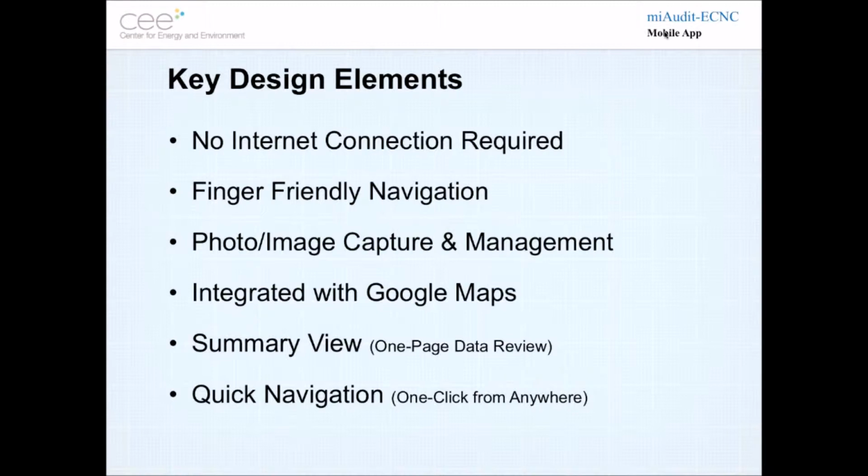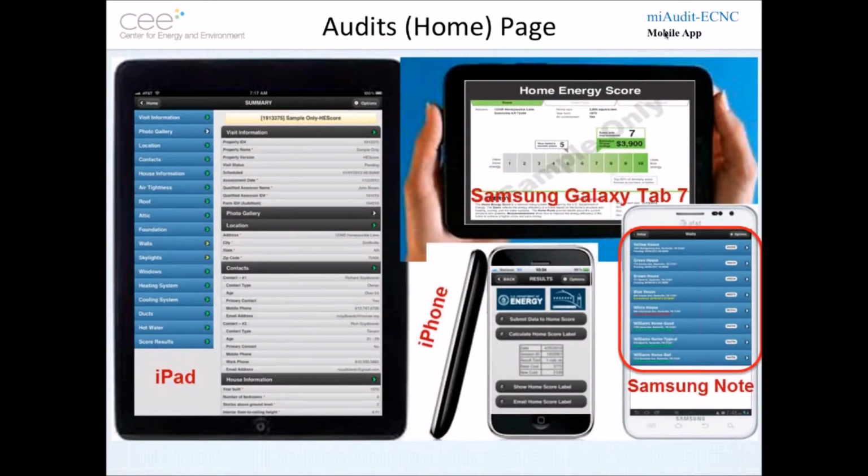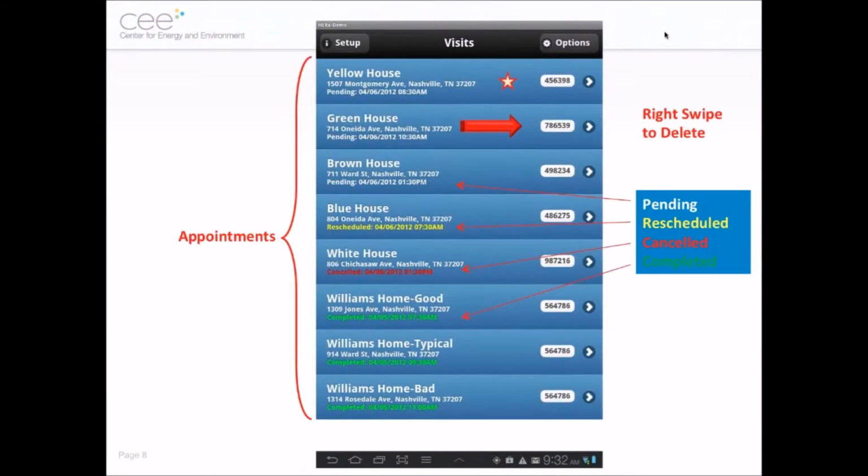We've integrated photo and image capturing into the device, and we'll demonstrate that along with Google Maps. And then we'll talk a little bit about the summary view and quick navigation. So the devices that we're talking about all have a very similar display, but what you'll see here is on the left-hand side, there's an iPad, and it obviously has more area, so it can display a little more in a single page. And the device on the lower right-hand side, the Samsung Note, which is highlighted in red, has the same basic information but in a different format, and we'll again go through that.